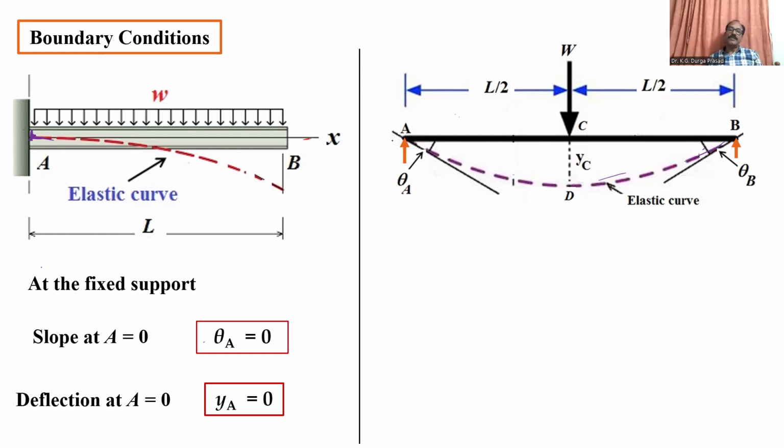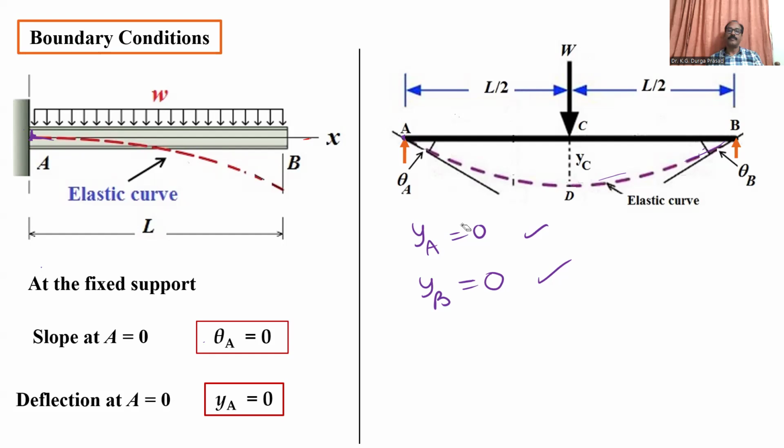Now at the support, do you find any vertical distance? No. That means what is the deflection at point A? Ya equals 0. What about at point B? Here also a support is there. One point you must remember: wherever the supports are, there the deflection equals 0. So again, Yb equals 0. So these are the boundary conditions for the simply supported beam to find the constants of integration C1 and C2, right?